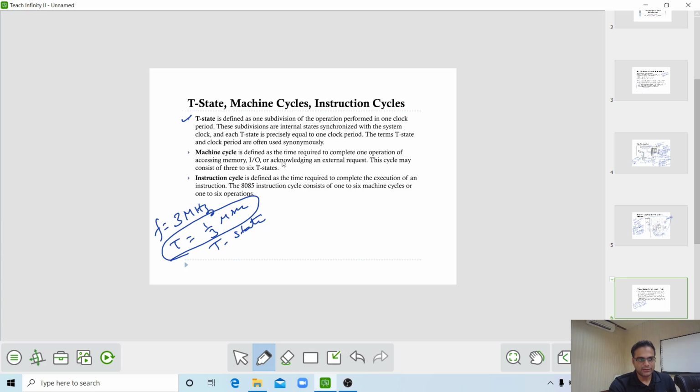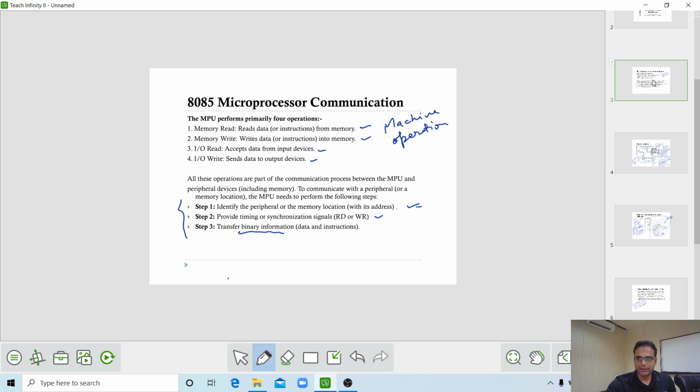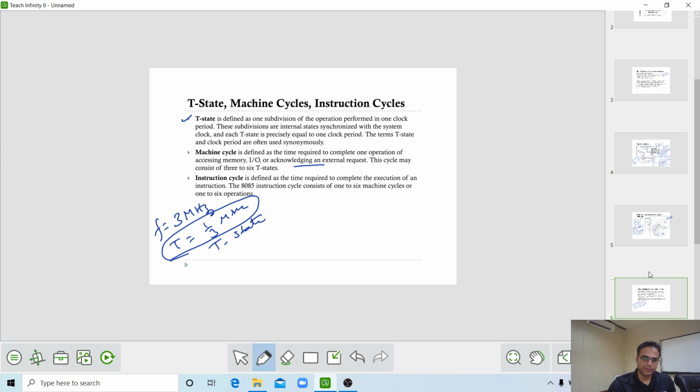Next one is the machine cycle. We have seen in earlier slides there are a few basic machine cycles or machine operations like memory read, memory write, IO read and IO write. To perform these machine operations, the microprocessor requires a particular time period which is called the machine cycle. So the time required to complete one machine operation is called the machine cycle.